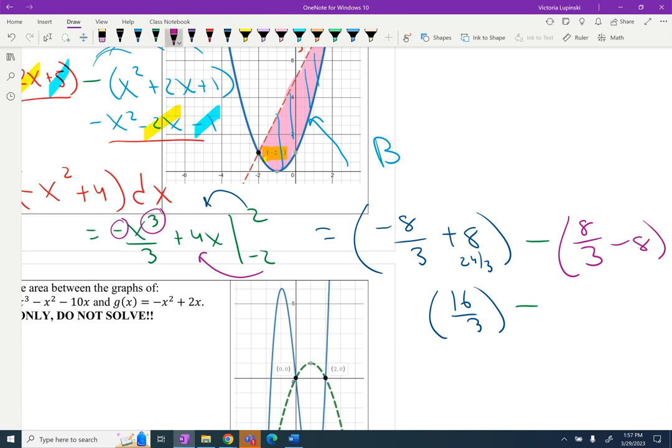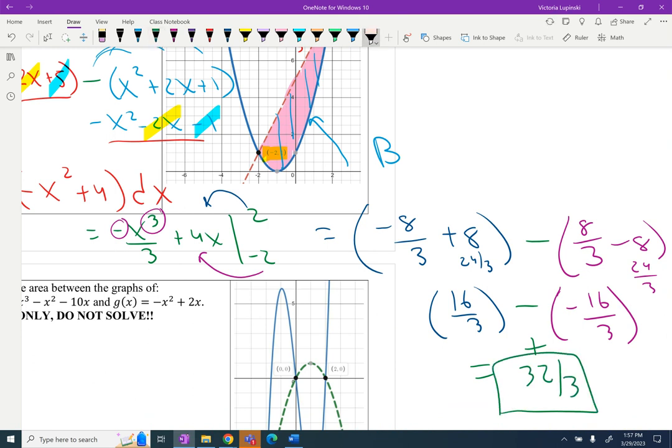Minus, I'm going to change this 8 into 24/3. So that's -16/3. What happens if you minus a minus? It becomes a plus, 32/3, or the decimal equivalent, 10.67 repeating. So that's what the homework is. You have graphs that are done. You have to shade the region, identify top minus bottom, subtract, integrate, and get the answer.